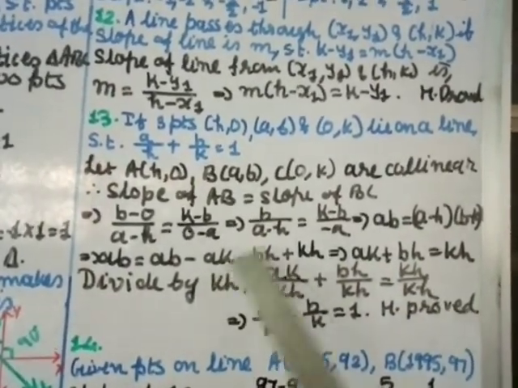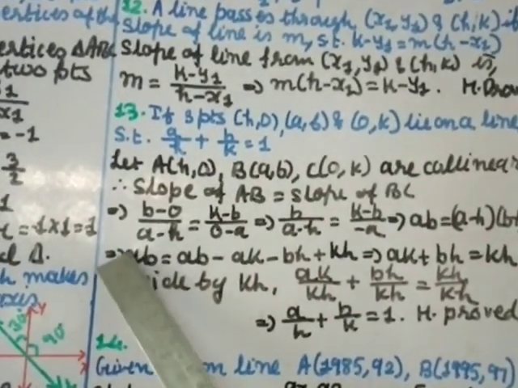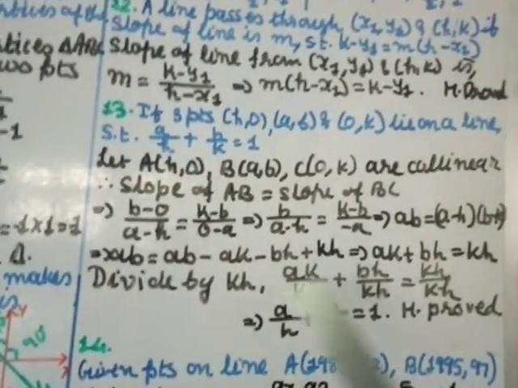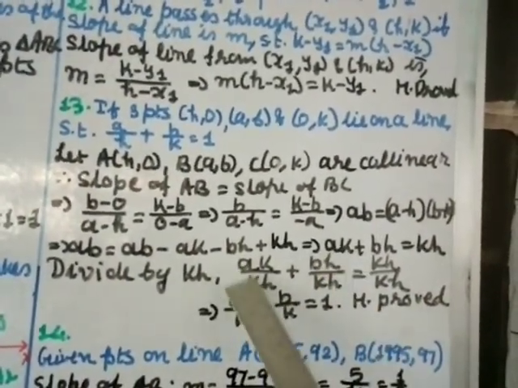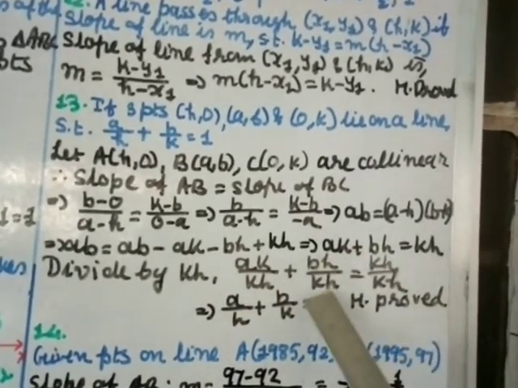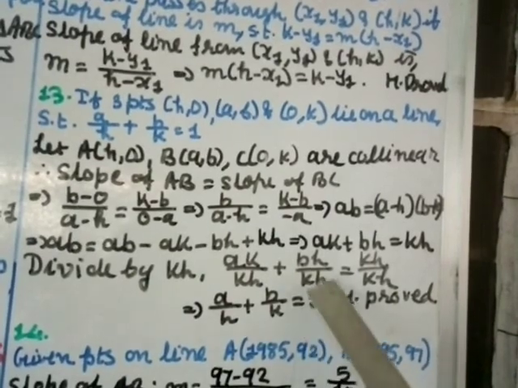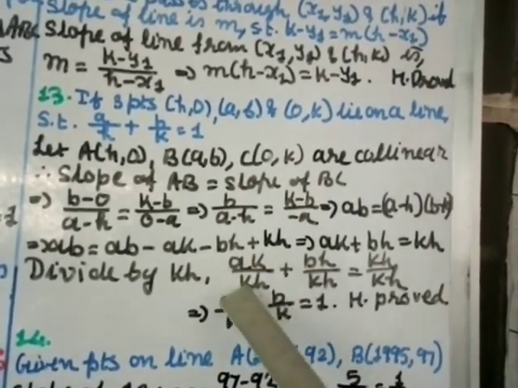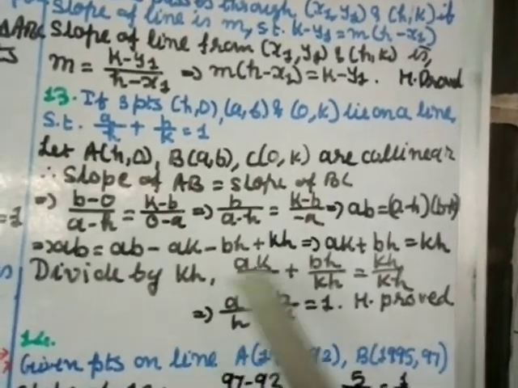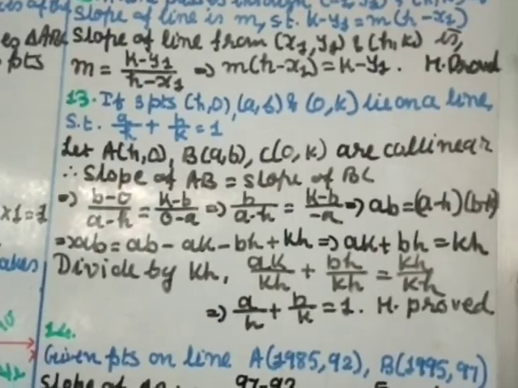When you transfer this negative term, it will become positive, and here when you transfer ab minus ab, it will become 0, and this you transfer becomes positive. Now divide all terms by kh, so here ak by kh plus bh by kh equal to kh by kh, so kh by kh gives you 1. Here h cuts, so here remains b by k, here plus, here k cuts, so remains a by h, and this is what they have asked us to prove. So that is the proof of question number 13.